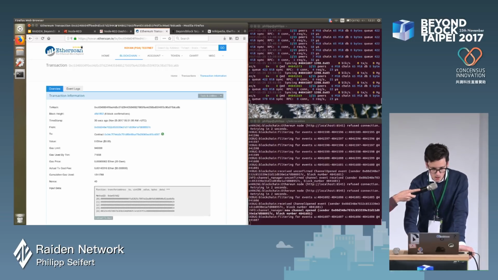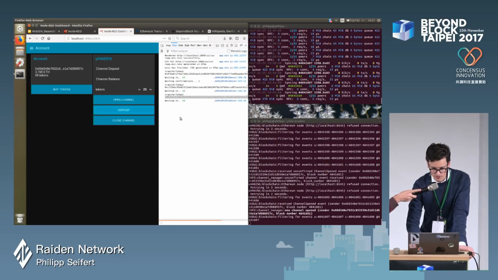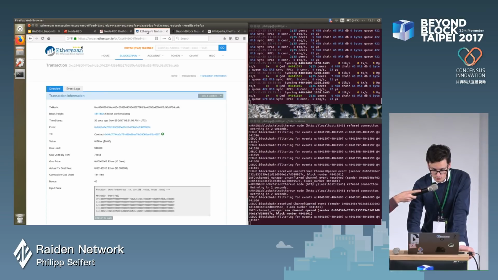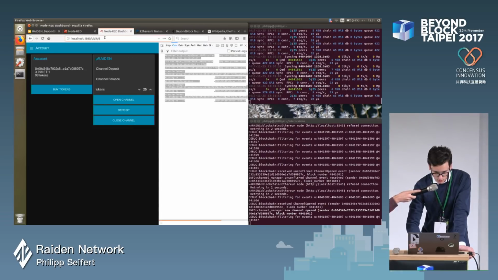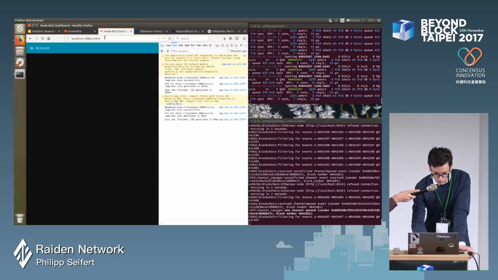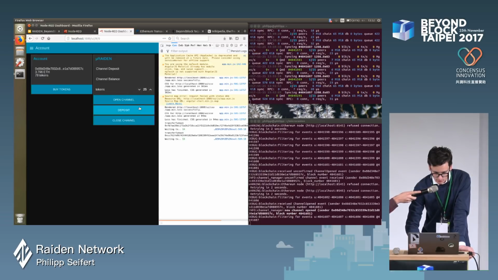So again, as with the opening of the channel and the closing of the channel, depositing is also an on-chain transaction. So we are able to see it on the real Kovan test chain, which means we have a channel right now. Let me reload the site, which has, okay, reloading the site doesn't help, which has 25 plus 20 tokens in it.